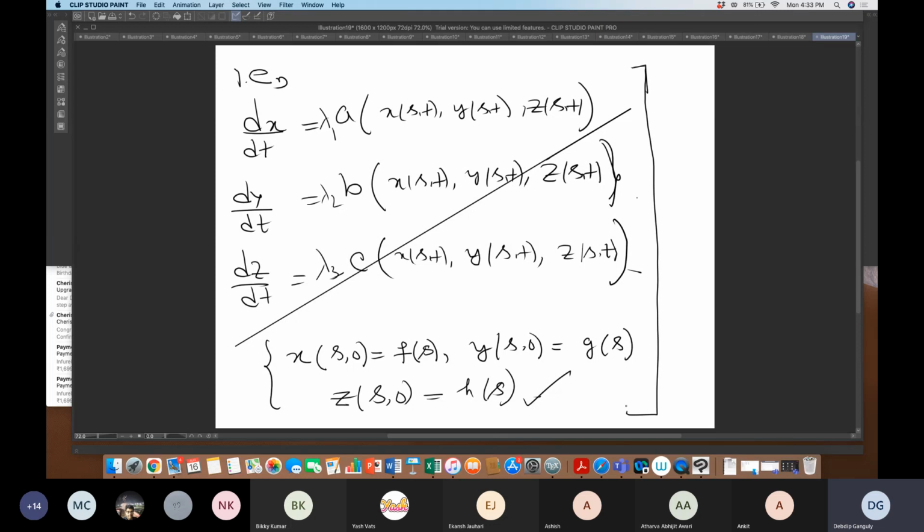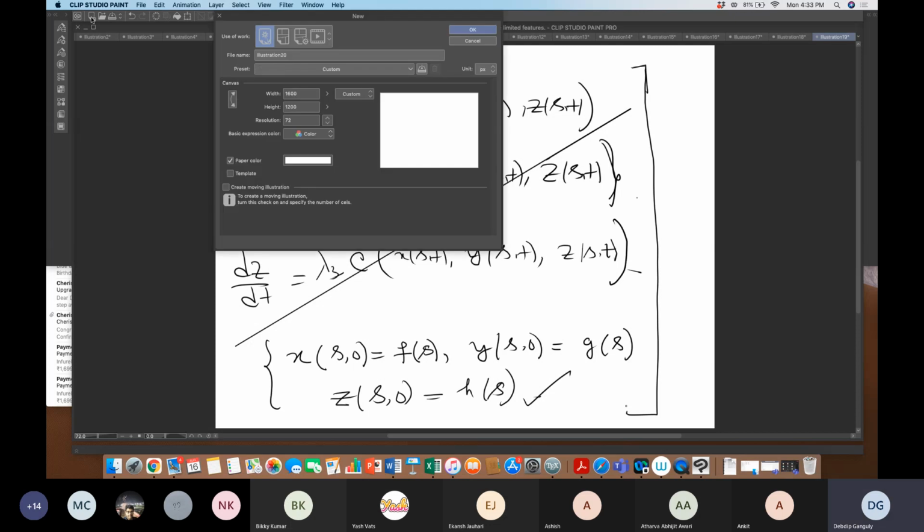So now the question is whether this ODE has a solution or not. You tell me whether this ODE has a solution or not. Please let me know why. Under which assumption will this ODE have a solution?